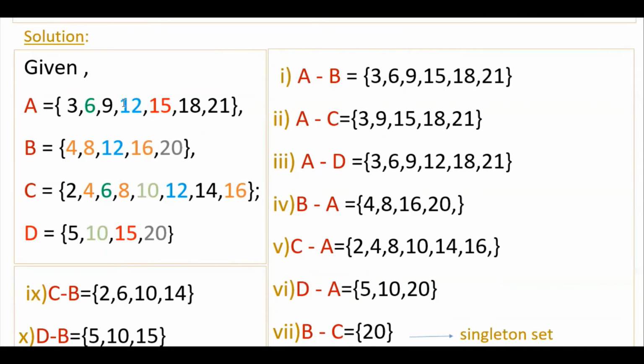So you have to exclude 12. Remaining all the elements you have to write here. See here: 3, 6, 9, 15, 18, 21. This is A minus B.